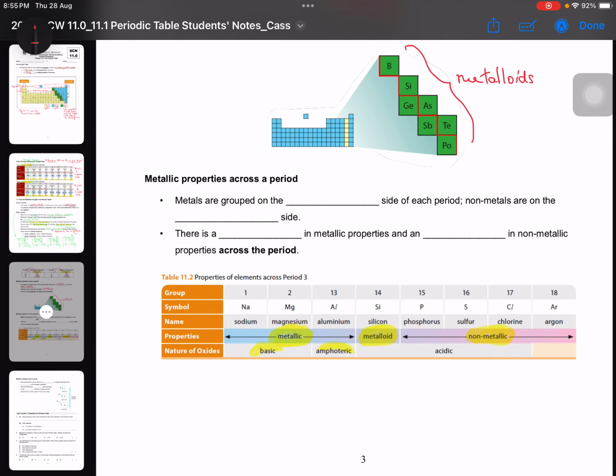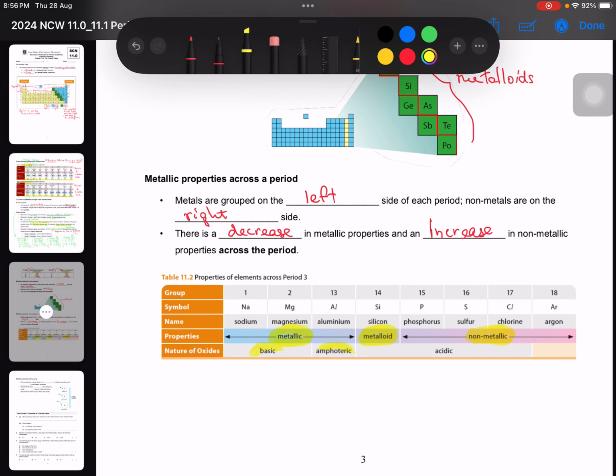Now, metals are grouped on the left of the periodic table, and non-metals are on the right of the periodic table. And there is a decrease in metallic properties and an increase in non-metallic properties across a period. That's just a difficult way of saying that as you go across a period, the elements will get less and less metal-like.